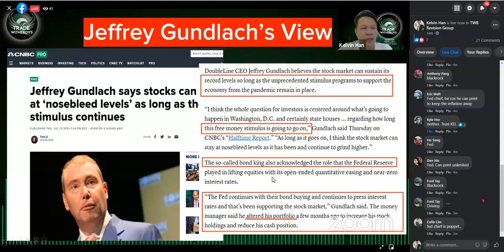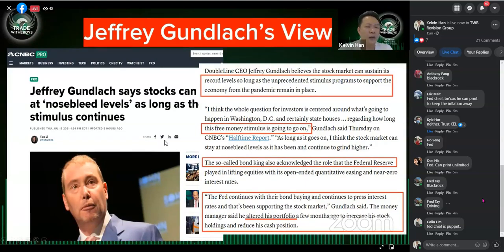So when you are able to print and give out so much money, there's no way the stock market can go down. That's the reason why he is telling people that this is a good reason for buying. But of course, on his own, he already altered his portfolio a few months ago to increase his stock holding and reduce his cash position. Although he has been calling for a dangerous period, he also noticed that since the Federal Reserve is not going to change their mind, he also had to increase his stock holding. So it's a bit different, right? A few months ago he was calling for sell, but now he altered his position.